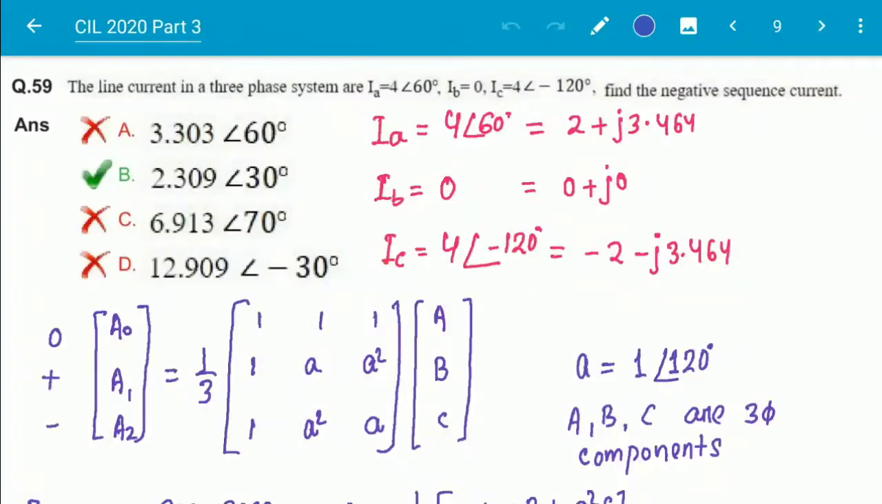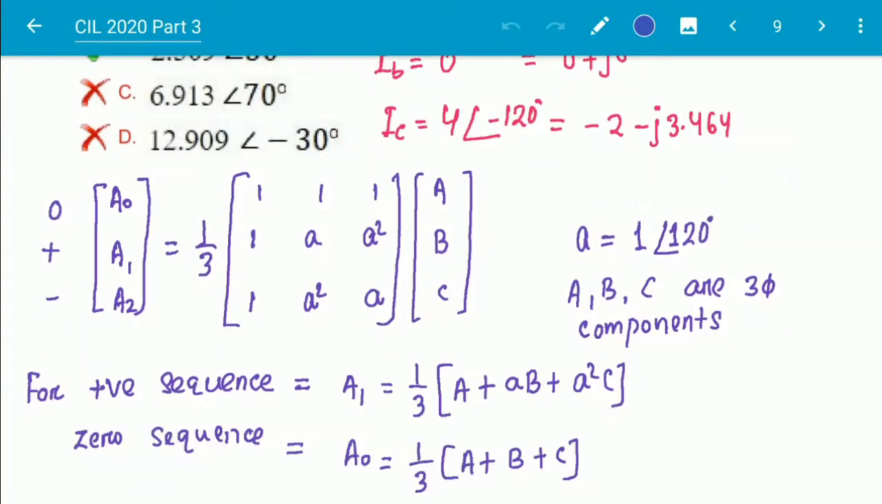Next question, question number 59. The line currents in a three-phase system are IA equal to 4 angle 60, IB equal to 0, IC equal to 4 angle minus 120. Find the negative sequence current. Here I have to recall the symmetrical components. Here A0 is zero sequence, A1 is positive and A2 is negative sequence.